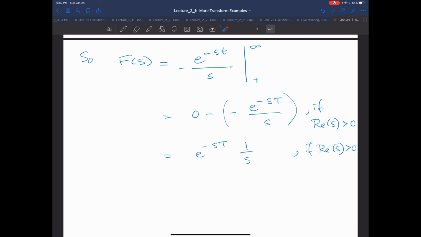So let's end this video here, and in the next one we'll start looking at the key properties of the Laplace transform, such as linearity and such as this time shift property. See you in the next lecture.